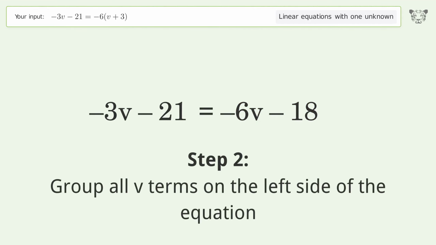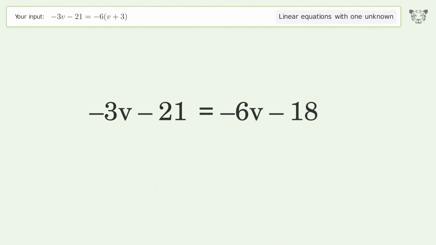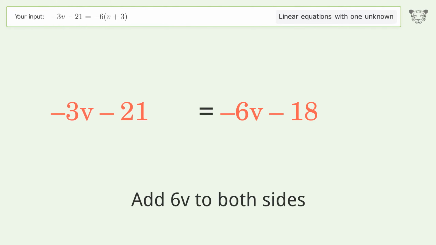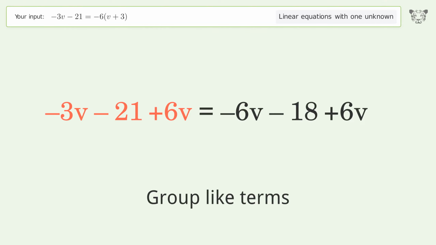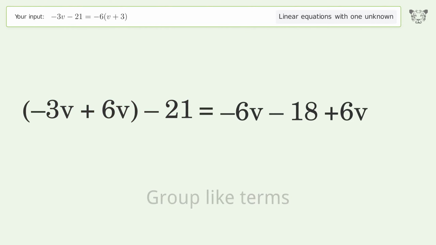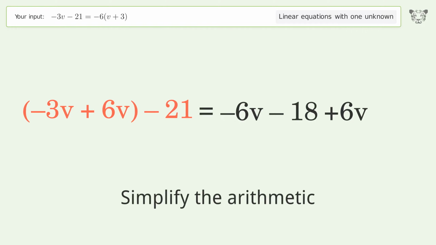Group all v terms on the left side of the equation. Add 6v to both sides. Group like terms. Simplify the arithmetic.